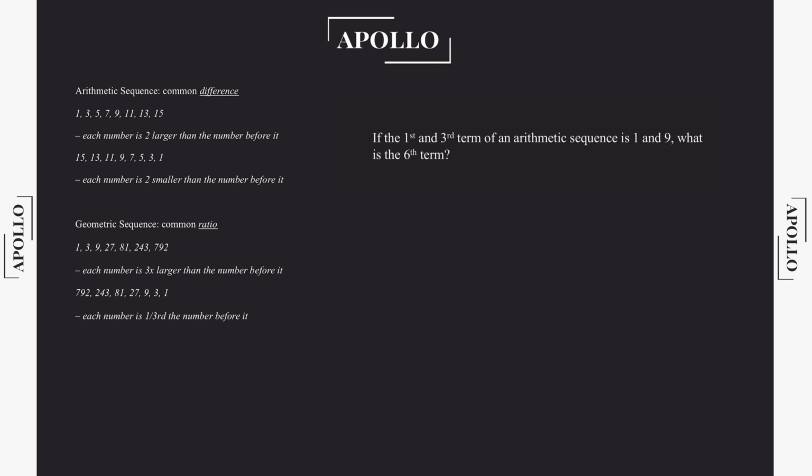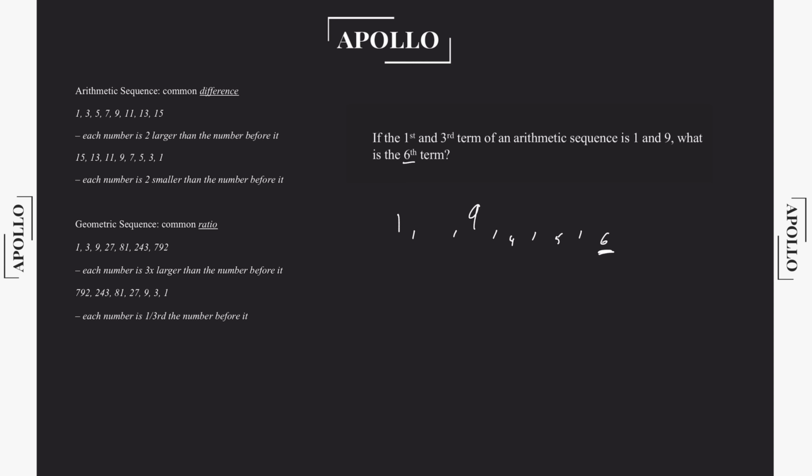If the first and third term of an arithmetic sequence is 1 and 9, what is the sixth term? All right, this is a very common question type. So the first and third is going to be 1 and 9. So let's write that out. So we have 1, comma, unknown right here, and then we have 9 as the third term, and we're looking for the sixth term. So let's just continue. So we have the fourth term right here, the fifth term right here, and the sixth term right here. And this is what we're looking for right here.